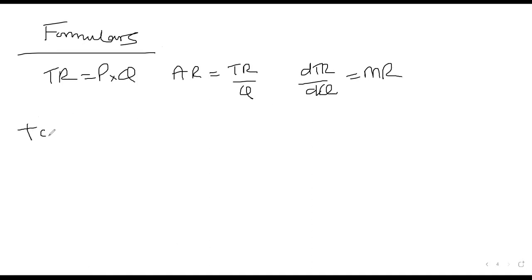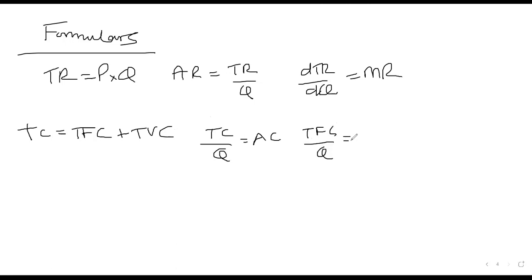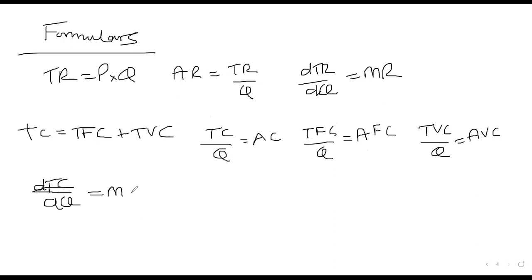Total cost is found by the total fixed cost plus the total variable cost. Again, I said if anything is divided by quantity, it is called average. So total cost over quantity will be average cost. Our total fixed cost over quantity is called what? The T will just become an A, average fixed cost. Total variable cost divided by quantity is called what? Average variable cost. And when you differentiate the total cost with respect to quantity, this will be called our marginal cost.